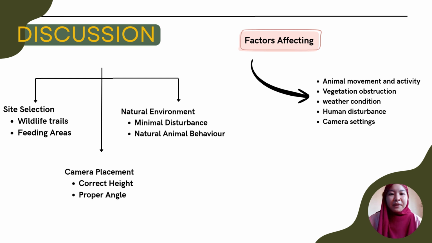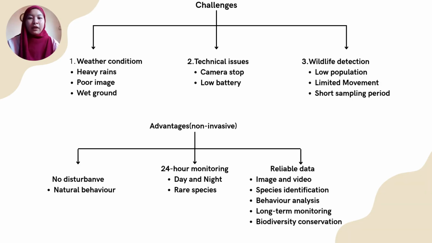Based on our findings, the camera trap was effective in monitoring wildlife because it recorded animals without disturbing their natural behavior. The success of this method depends on selecting suitable locations such as wildlife trails and feeding areas where animals are more active. Besides that, correct camera placement, including the proper height and angle, helps produce clear images. However, several factors such as weather condition, vegetation, camera setting, human disturbance, and animal movement can affect the effectiveness of the camera trap.